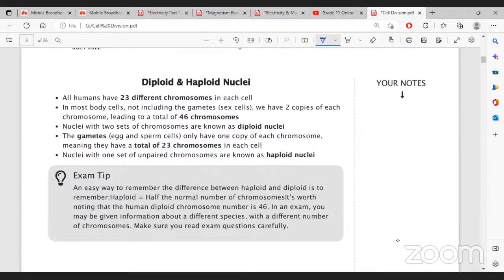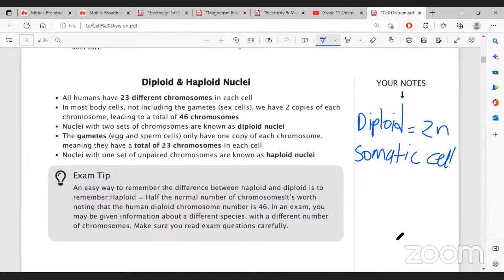Okay, then we have diploid and haploid nuclei. I think we already spoke about that yesterday. When you're talking about diploid cells, we are referring to cells with two sets of chromosomes, or a full set, which is usually written 2N. And these kinds of cells are referred to as somatic cells. So those are cells in your body, on your arms, everywhere. You have the diploid cells, also called somatic cells.